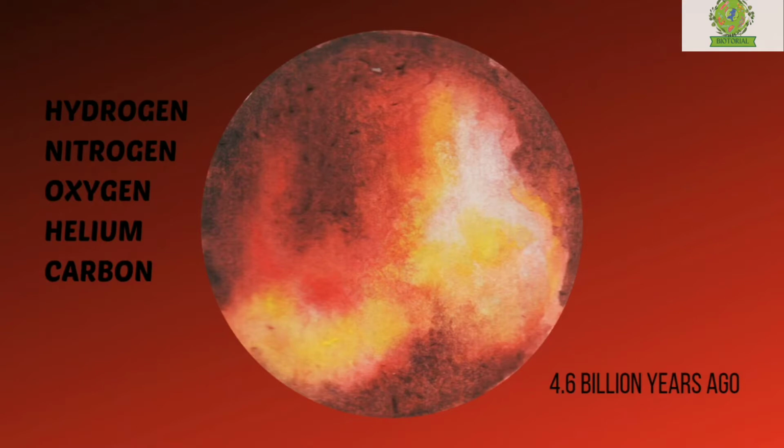And due to this rise in temperature, the elements like hydrogen, nitrogen, oxygen, helium and carbon interacted with each other. There were several reactions that took place. And the water so formed with the help of hydrogen and oxygen was in the state of vapor, as the earth was very high in temperature.